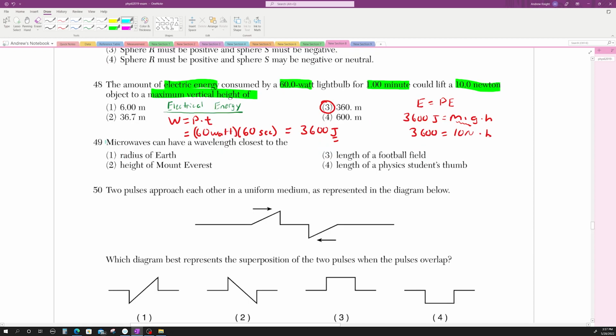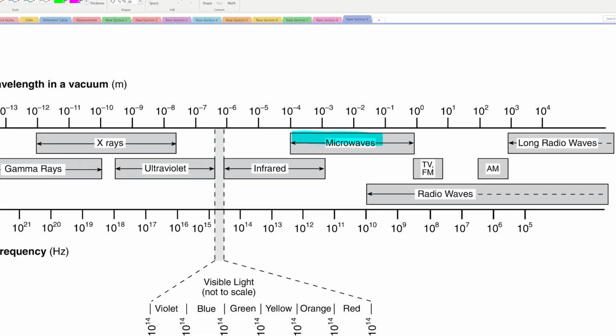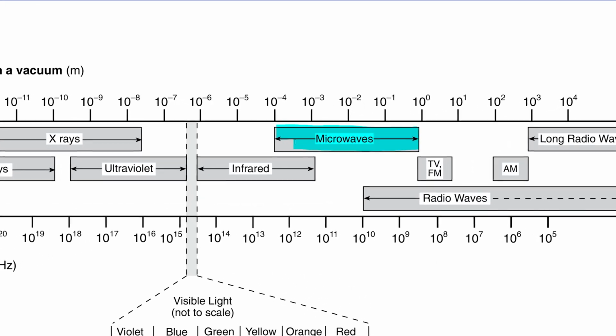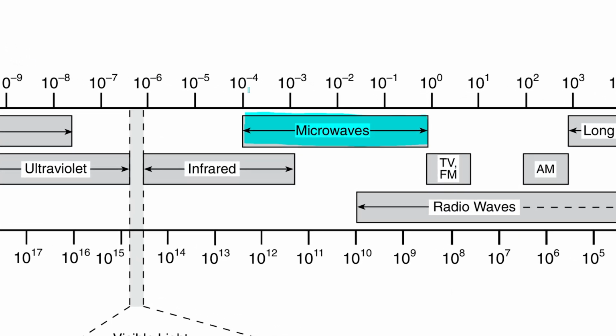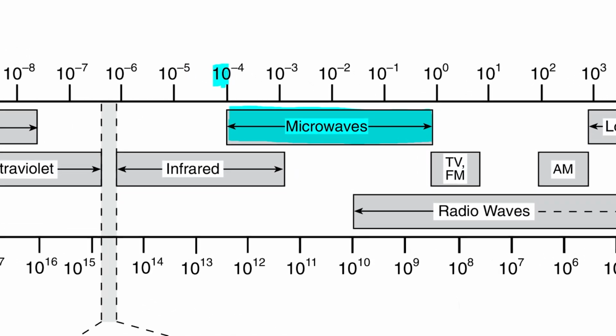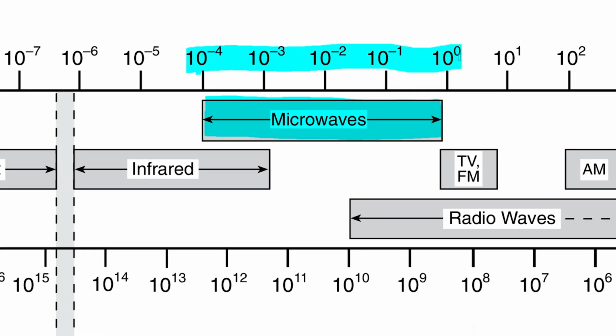Question 49. Microwaves can have a wavelength that's closest to what? Let's head to the reference table. Here at the reference table, we are analyzing microwaves. And boy, does microwaves have a range of wavelengths. A microwave could be 10 to the negative fourth meters, all the way to almost 10, we'll just say it's close enough, 10 to the 0 meters.